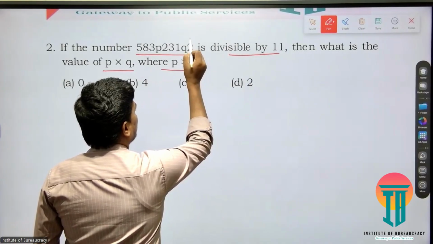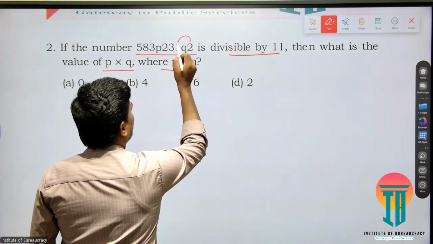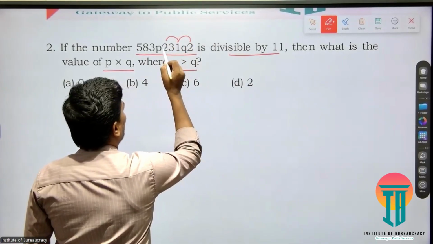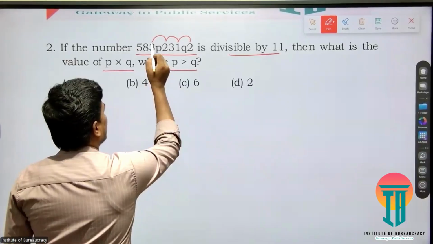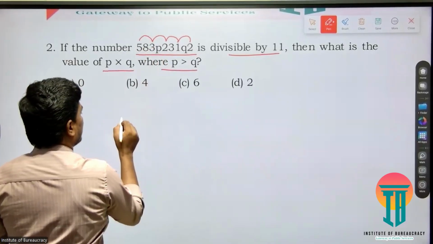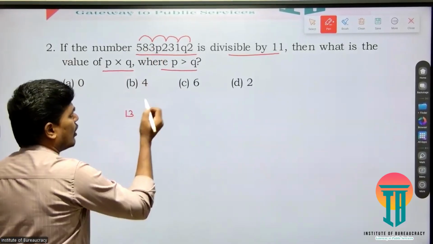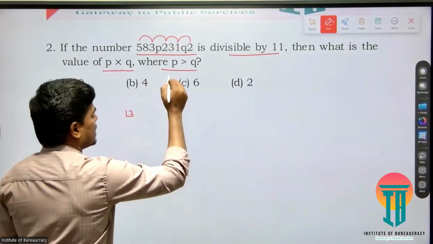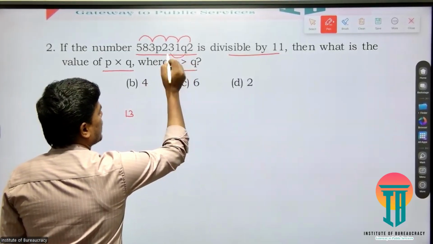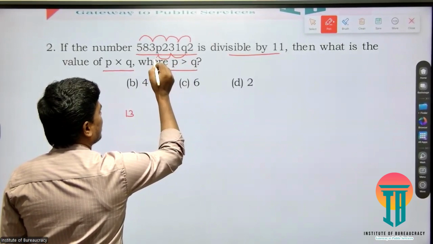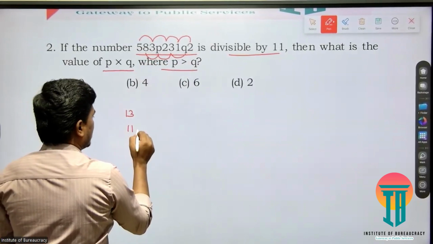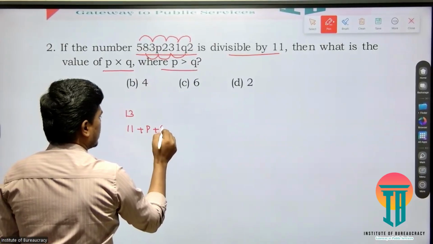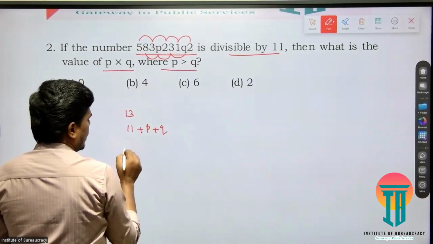You add the numbers available in the odd places. 2 plus 1, 3. 3 plus 2, 5. 5 plus 3, 8. 8 plus 5 is going to be 13. Now you add the numbers available in the even places. Q plus 3 plus P plus 8. 8 plus 3, 11, plus P plus Q. This is what we have.